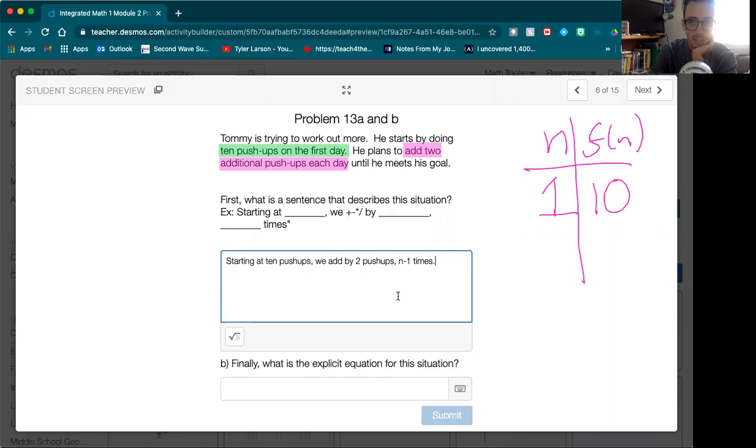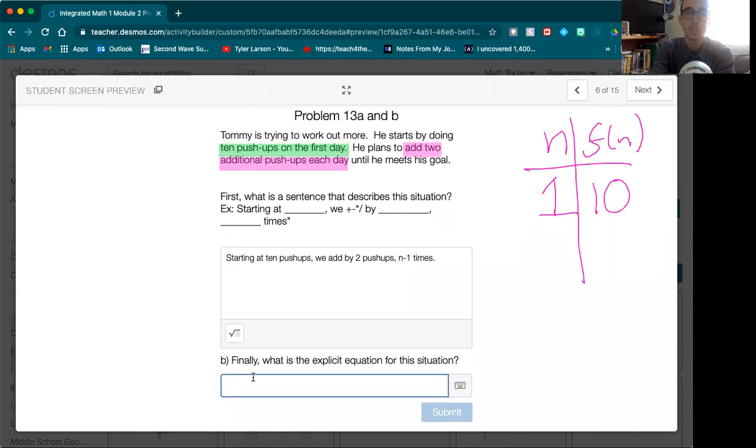Does that make sense? Is that crazy? It should kind of make sense because this isn't our y-intercept. So we can't just say it's n times. It's 1 away. So let's say n minus 1 times. Let's piece it together. So starting at 10, we add 2, n minus 1 times. That'll be our equation. That works just fine for me.